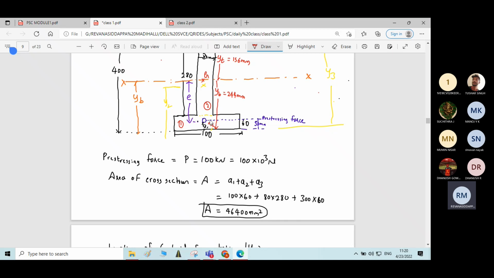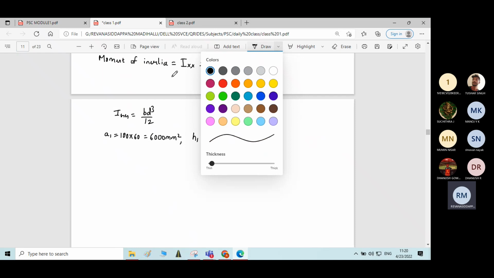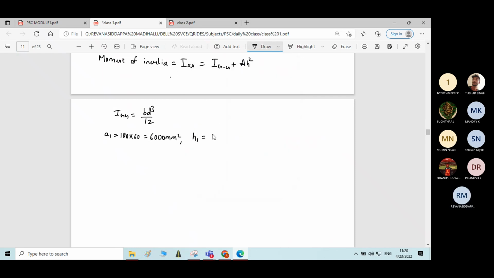How will you calculate that? From the bottom fiber, the centroid of rectangle 1 will be at a distance of 30 mm, that is 60 divided by 2. So 244 minus that 30 will give the distance between G1 and G. Therefore H1 is equal to 244 minus 60 by 2, that is 244 minus 30. The answer will be 214 millimeter.